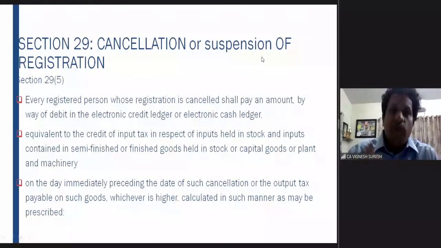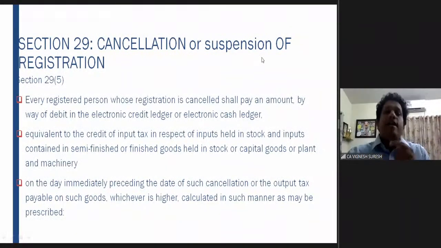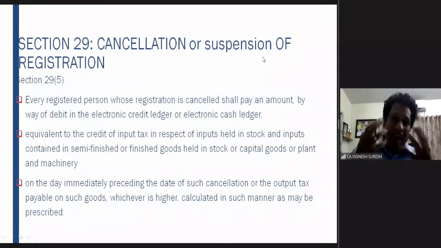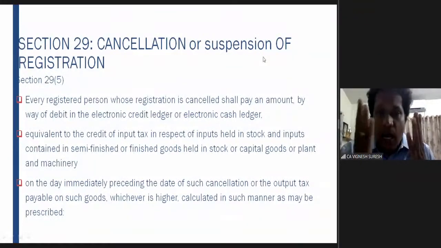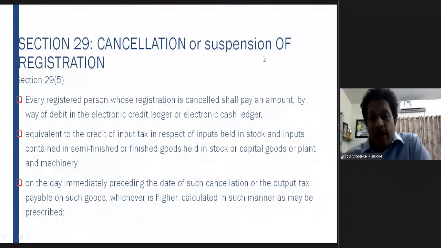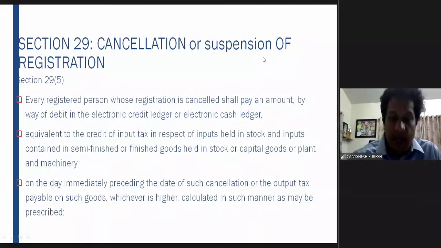So if you have purchased a fixed asset and claimed the input tax credit, when you are calculating the amount you have to pay when your registration is cancelled, you have to take the unused period which is left out. That is the balance useful life of that asset. I have to take this balance useful life divided by 60 months. If 5 months are left out, it is 5 months by 60 months into the input tax credit which has been availed. This is the amount which has to be paid with regard to fixed assets or capital goods.